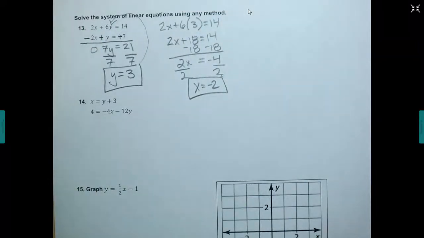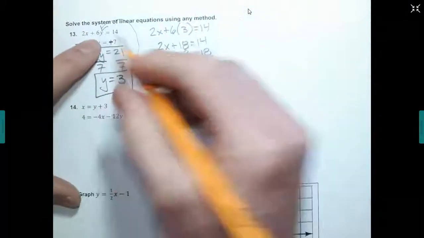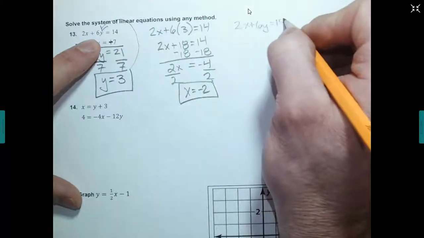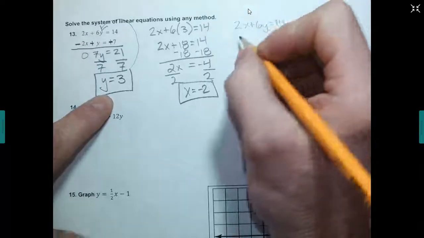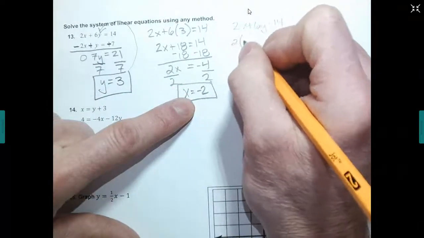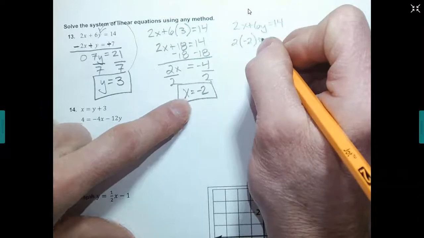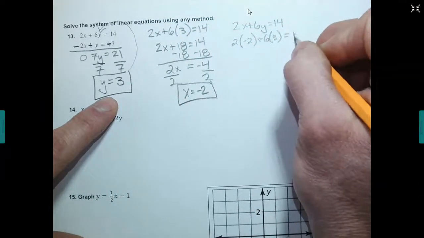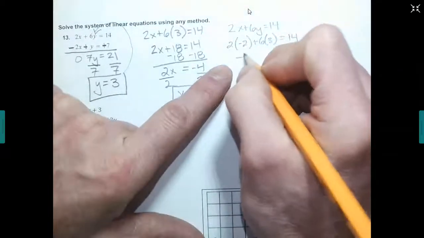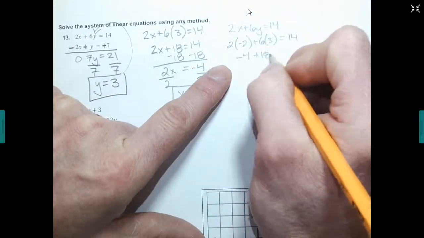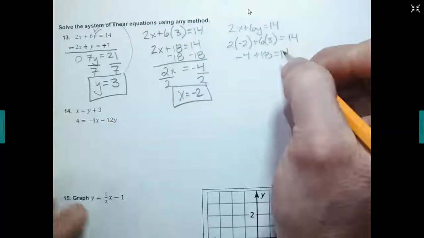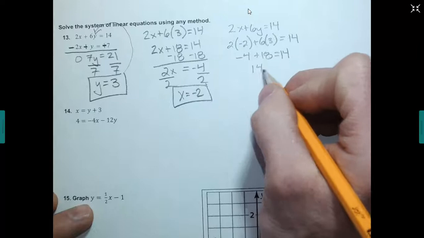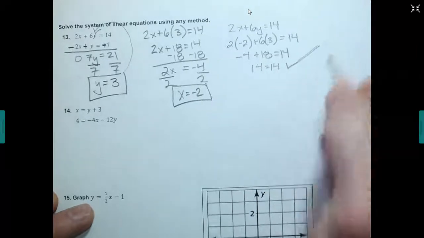So now what I want to do is check. I'm going to take my original equation, 2x plus 6y equals 14, and plug these in. So 2 times negative 2 plus 6 times 3 equals 14. Negative 4 plus 18 equals 14. Negative 4 plus 18 is 14, 14 equals 14. Checks out.